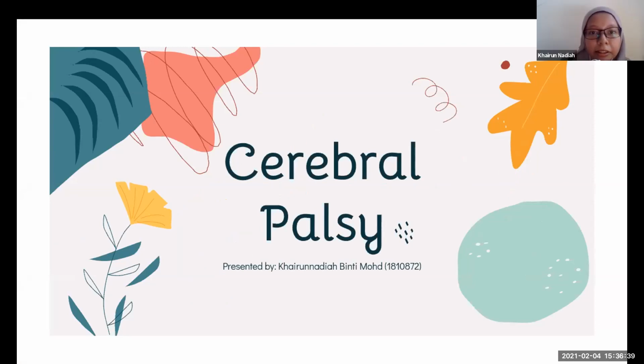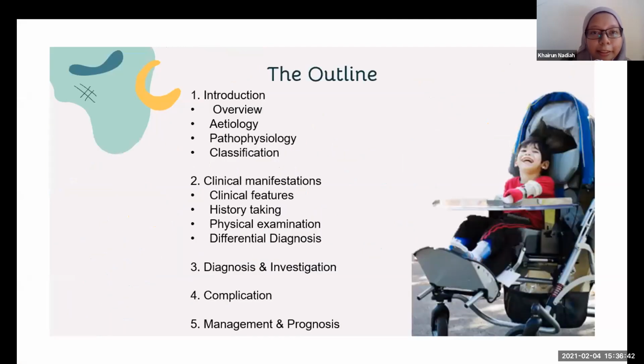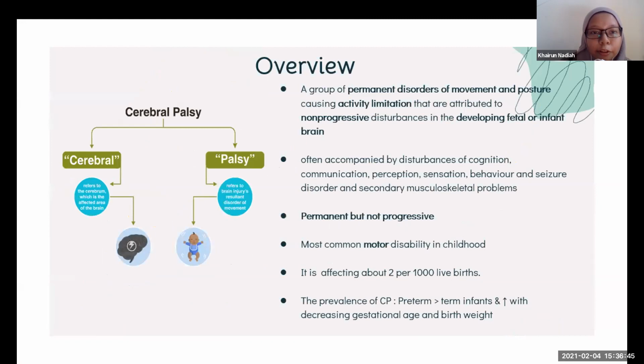Today I will present regarding cerebral palsy. So this is my outline, and for the overview, cerebral palsy means a group of permanent disorders of movement and posture causing activity limitation that are attributed to non-progressive disturbance in the developing fetal or infant brain. It is often accompanied by disturbance of cognition, communication, perception, sensation, behavior, and seizure disorder, and secondary musculoskeletal problems. We should notice that this is a permanent disease, but it is not progressive, and it is the most common motor disability in childhood.